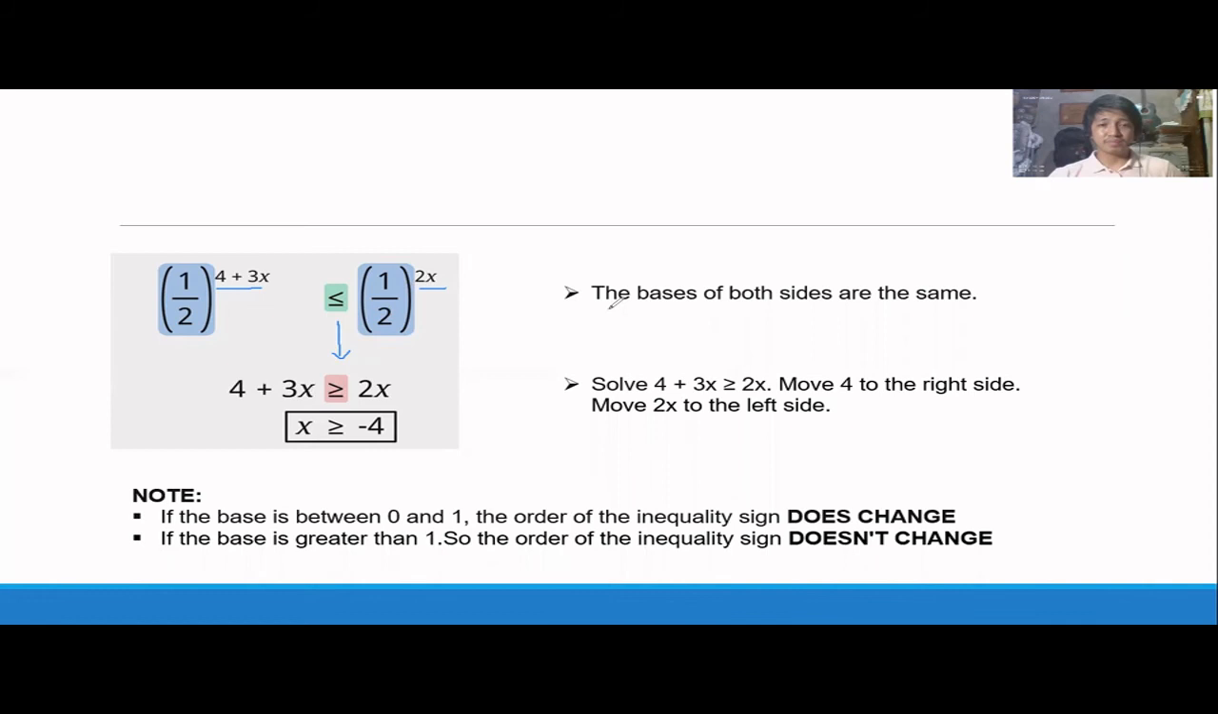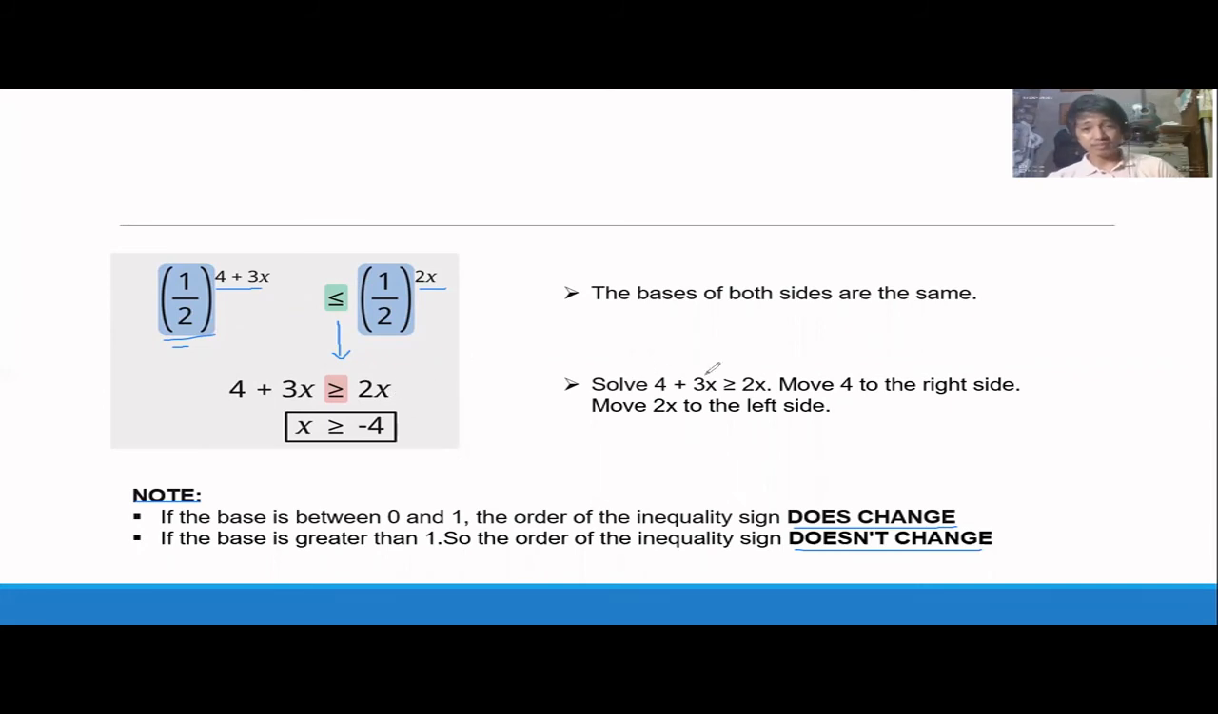So sabi dito, note, if the base is between 0 and 1, the order of the inequality sign does change. So if the base is greater than 1, so the order of the inequality sign doesn't change. So ano yung base natin dito? 1/2. So yung 1/2 is between 0 and 1. That's why kukuhanin natin yung opposite symbol. So if it is less than or equal to, we are going to change it into greater than or equal to. So, ayan. 4 plus 3x is greater than or equal to 2x.